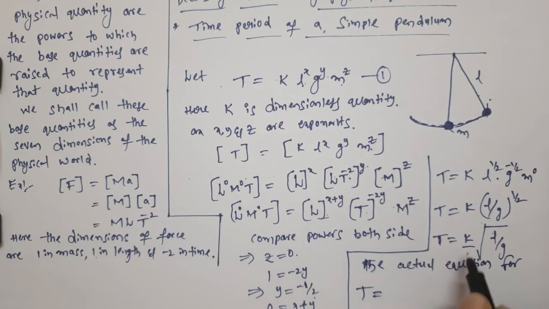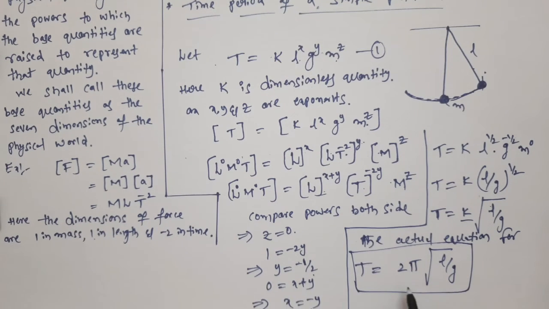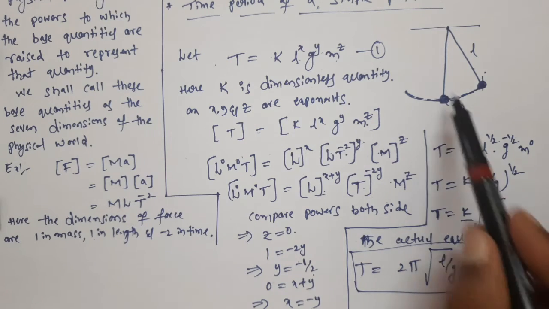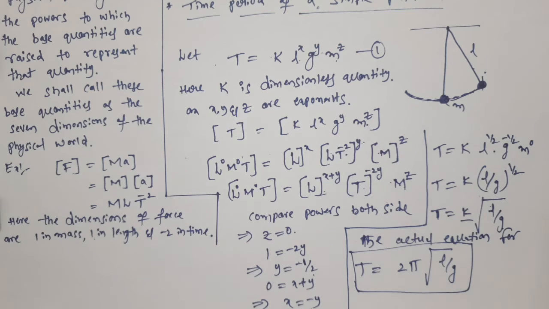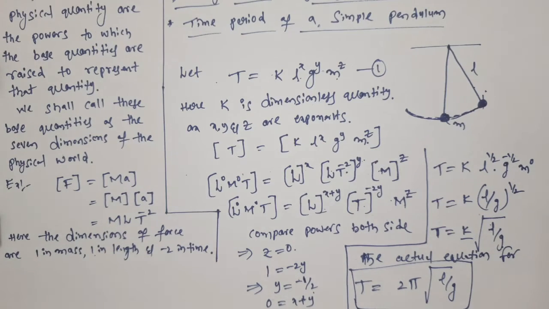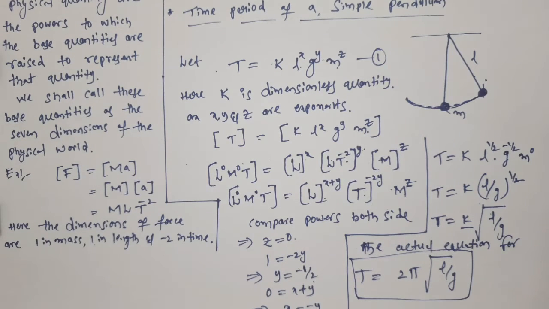The actual equation for T, this constant of proportionality, we get 2 pi into square root of L by g. This is the actual equation we get. The constant of proportionality we cannot get in dimensions, but we will get the physical quantities. Here length is a physical quantity and acceleration due to gravity is a physical quantity, right? So we can get relation among these physical quantities like this. This is one of the applications of dimensions. I hope you have understood this one.